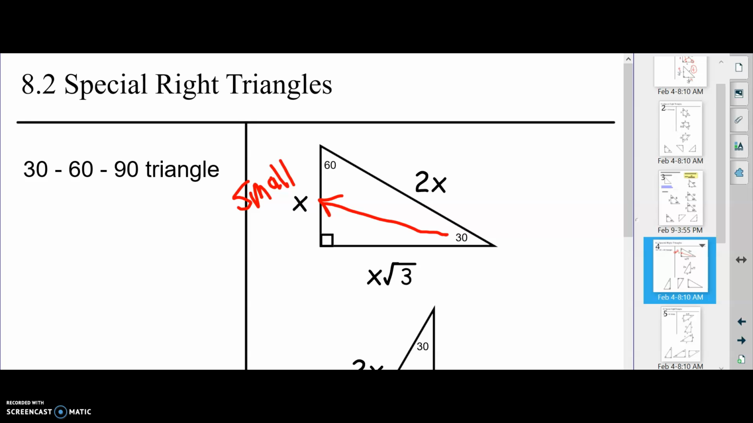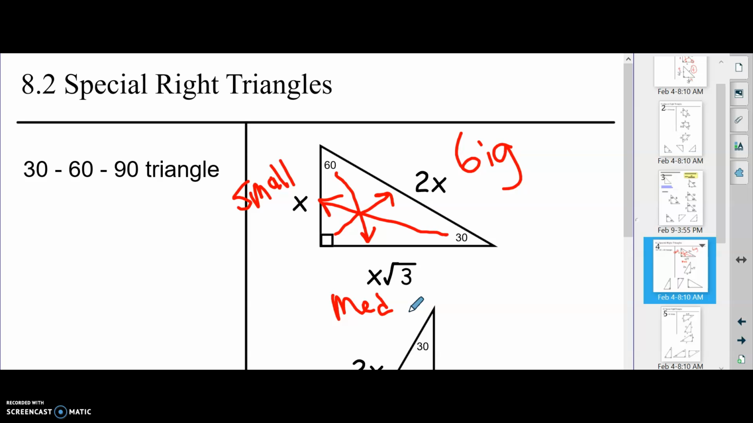The medium is the same as the small. So here's the 60. This would be the medium. So again, see the X, they're the same. But obviously, if it's medium, it's got to have more. So it has a square root 3. And then the 90, across from the 90, that would be the biggest.